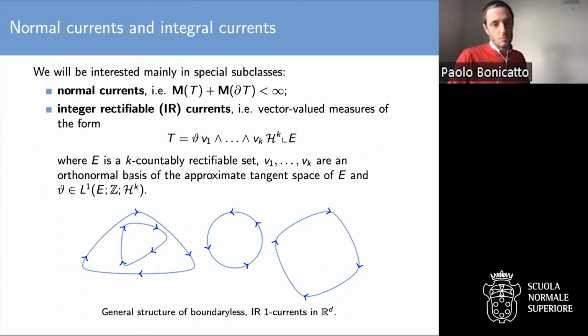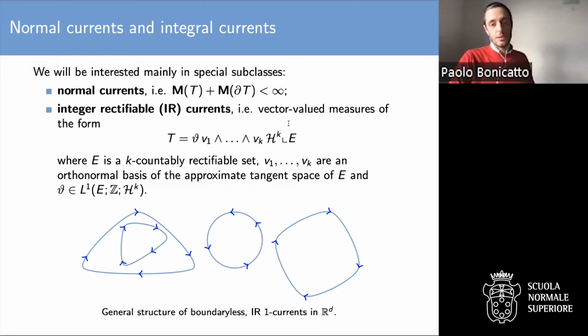We could consider normal currents, which are defined as the currents for which both the mass of the current itself and its boundary are finite. But actually, the talk will really be concerned with integer rectifiable currents. And integer rectifiable currents can be defined this way, through the representation as vector valued measures that I was mentioning on the slide before, in this special form.